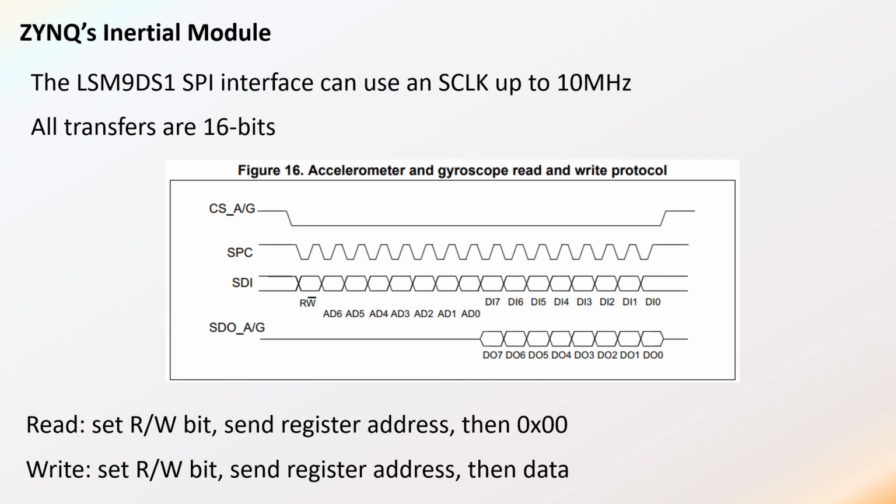So let's see here. So to do a read, you would set the read bit to a 1, send the register address in the next 7 bits, and then send 8 zeros. And those 8 zeros would force the data through the shift register back into the MISO signal. To write data, you'd set the write bit to a 1, then send the register address, and then send the actual data you want to write. Okay.